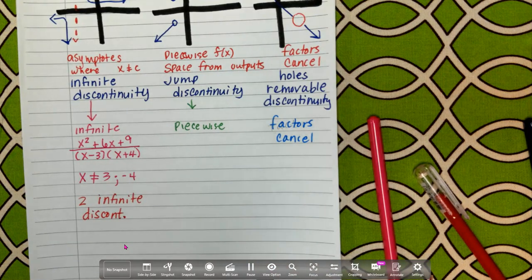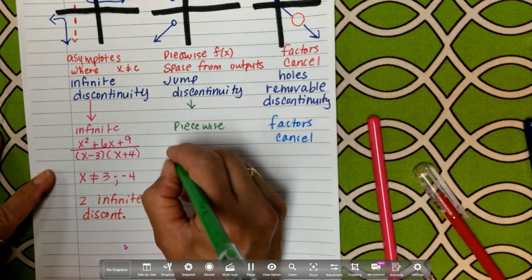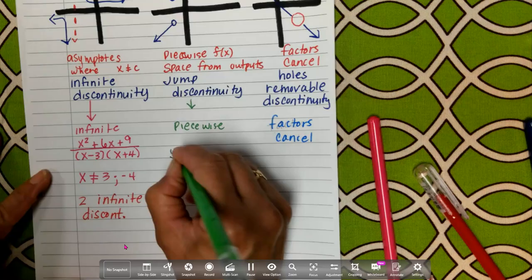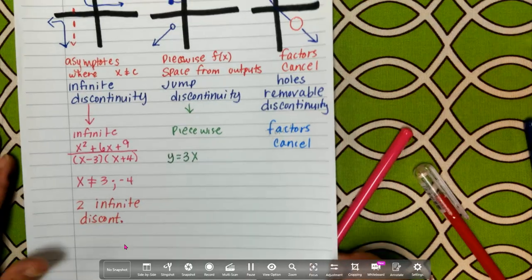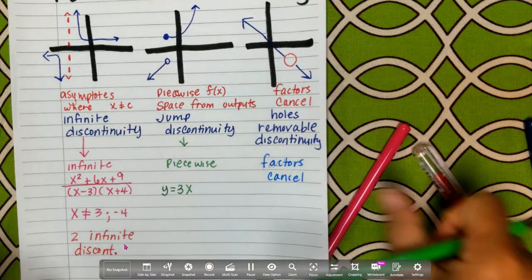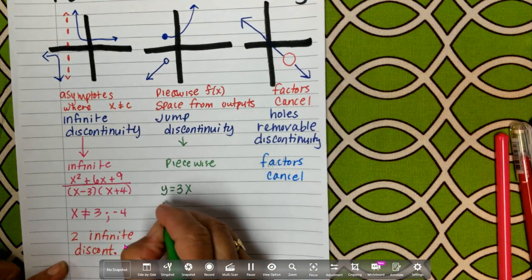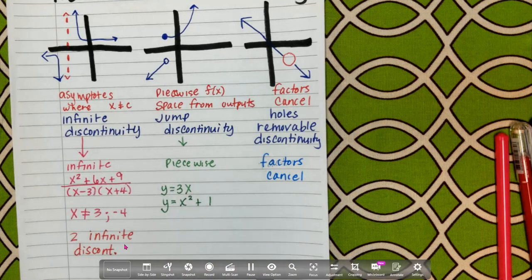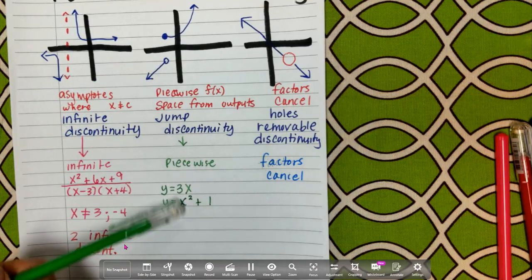Now, real quick for piecewise, I won't go into too much detail, but it is going to be some sort of line. Let's say y equals 3x. We'll just say we have something like that. And then I'll try to match it as close as I can, just spotting from this. So I know this is a parabola. Let's say that this is going to be y equals x squared plus 1. And then remember, it's only going to have a jump if I cut these off.